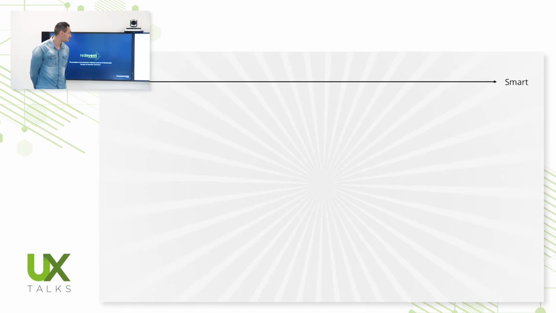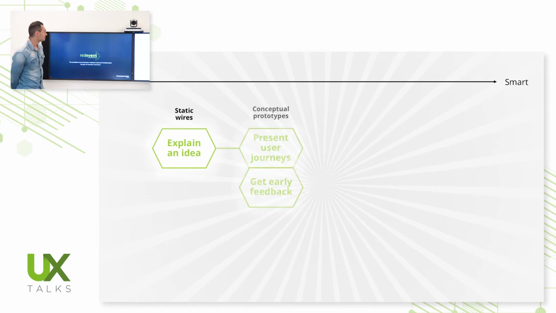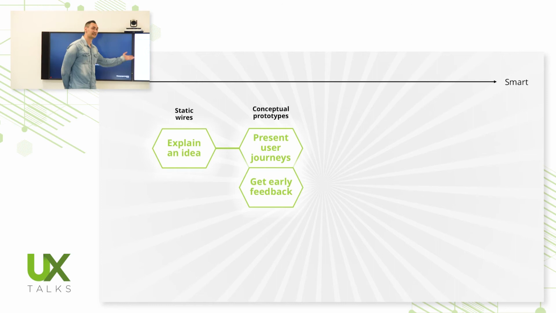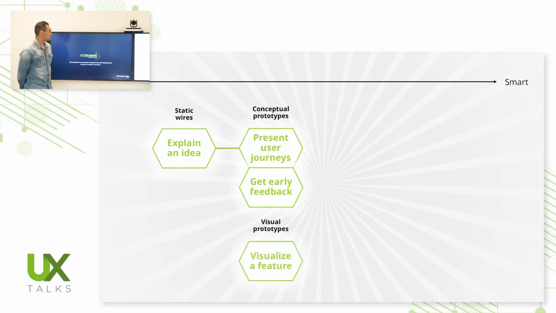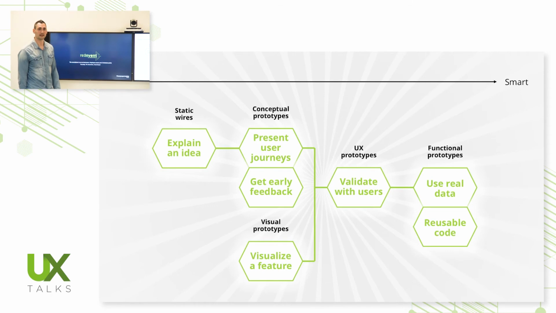So just to summarize what we just saw in a simple to smart axis. We had static wires explaining an idea, and conceptual prototypes which presented the user journey and with which we collected early feedback, but it would also be a great tool to explain an idea. It's just faster to use static wires for that. Visual prototypes are kind of different from conceptual ones, but when it's a UX prototype, it all comes together. And in the end, on top of it, the functional prototype gives us all these features.